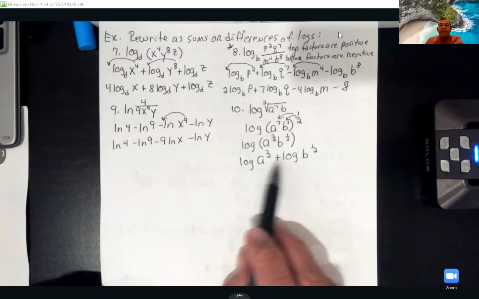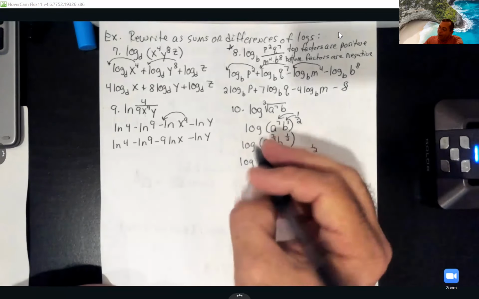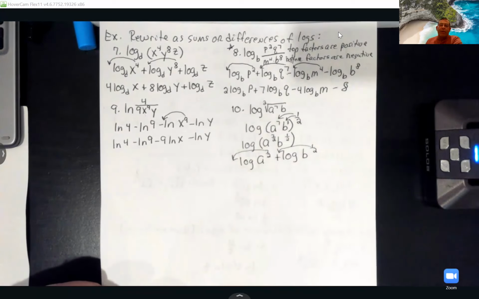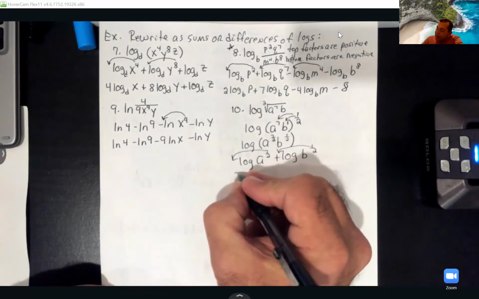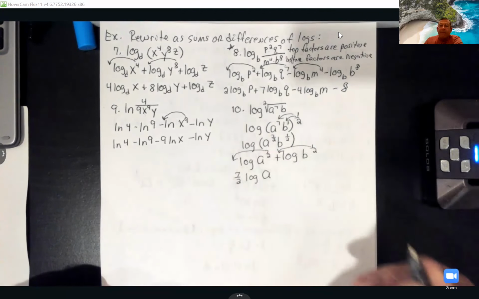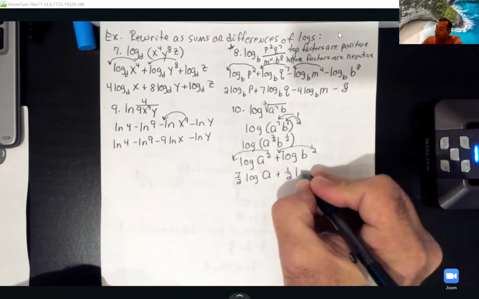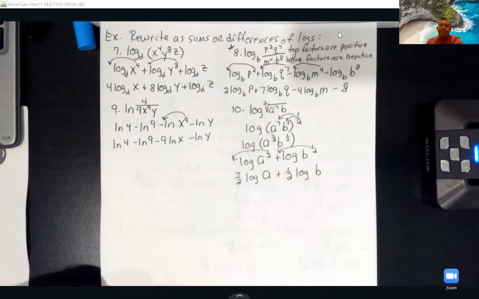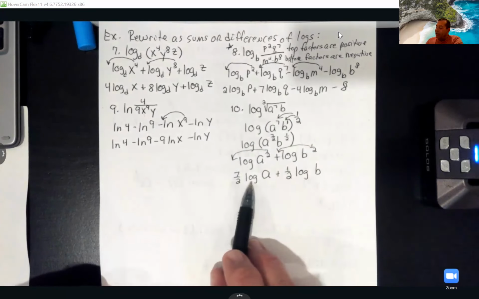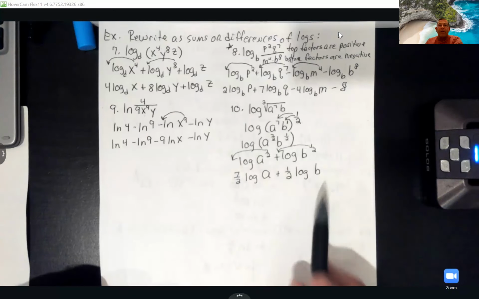All right, so they're rewritten as a sum. And y'all, I got one more step to do. I now have to bring my exponents down to the front. So this one will give me a 7/2 log A plus a 1/2 log B. All right, y'all. Exponents are down, rewritten as a sum. Cannot go no further, so final answer.